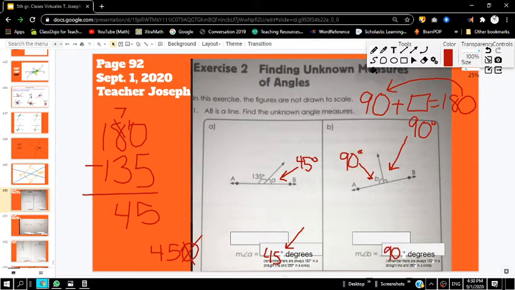Okay? Again, let me do that a little bit slower. What I did was I took 180, which was my line, minus the amount that I already knew, which was 90, and I came up with 90, okay, which is the measure of angle B. All right? Check your answers and make sure that they're right, and let's do letter C together.